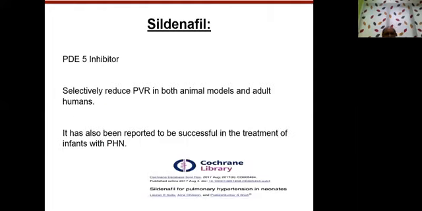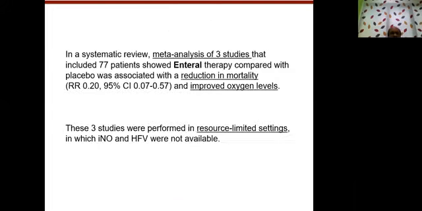So when you look at sildenafil, we know that it is a PDE5 inhibitor. It selectively reduces PVR in animal models and adult humans, and it has been reported to be very successful in the treatment of infants with pulmonary hypertension due to various other causes. There are 3 studies which looked at it. They did a systematic review and meta-analysis in 77 patients who had used enteral sildenafil. What they showed is a reduction in mortality and improved oxygen level. And all these 3 studies were done where there was no nitric oxide and high frequency.